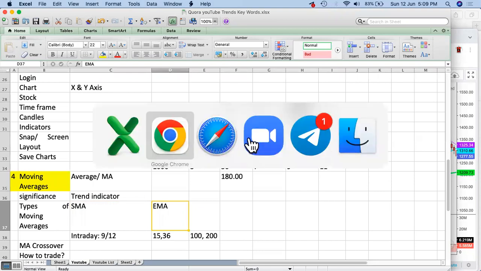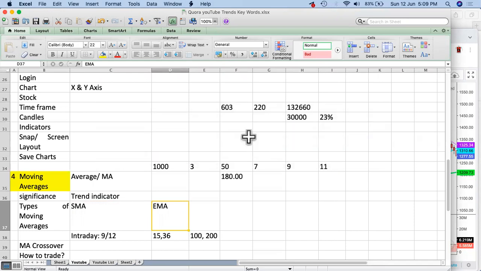Now what happens is, as we saw for simple moving average, it took into consideration all the candles. Let's say, for example, 36 is there. So for the last 36 candles, it would be taking a simple average of all the candles together. It won't be giving any kind of weightage to any of the previous candles. But for exponential moving average, what happens? It specifically gives more importance to the nearest candles. We'll show how.